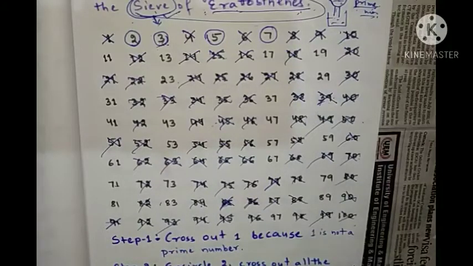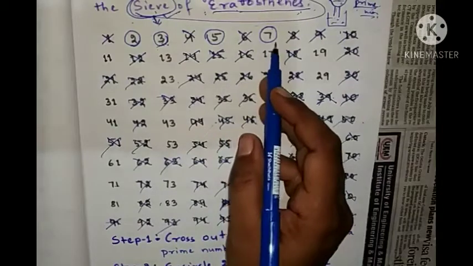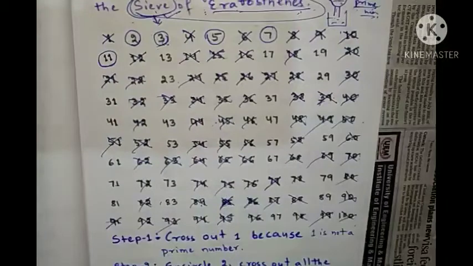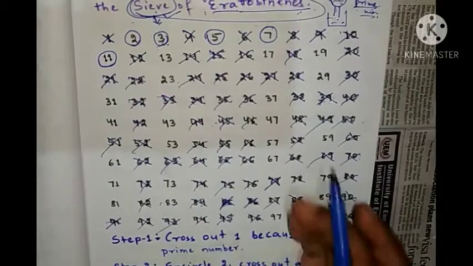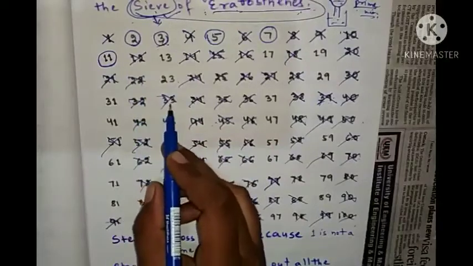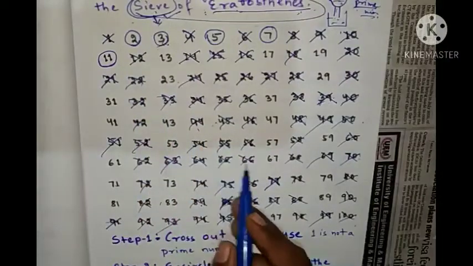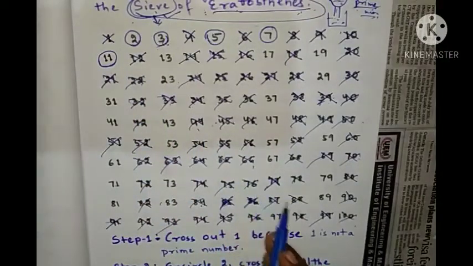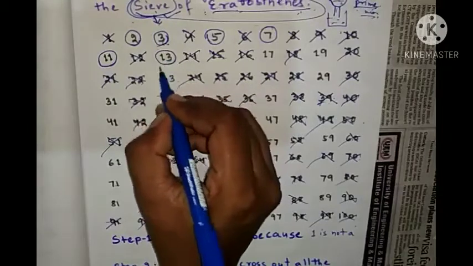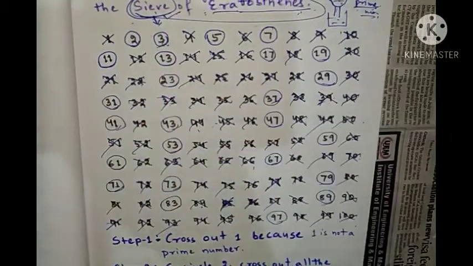Okay, so 7 is done. Next uncrossed number is 11. Encircle the number 11. Next find the multiples of 11: 11 twos are 22, 11 threes are 33, 11 fours are 44, 55, 66, 77, 88, 99. Already done. Next uncrossed number is 13. So find out.